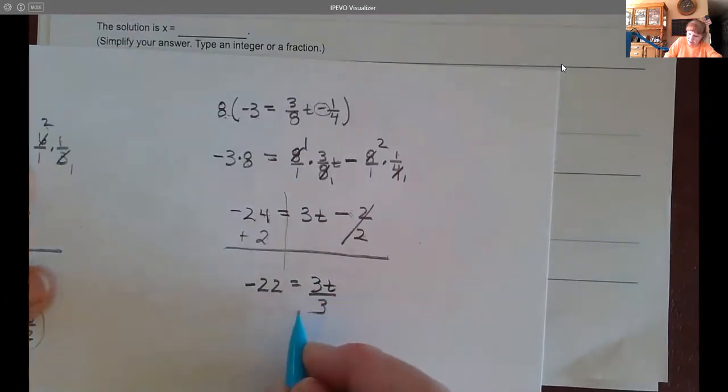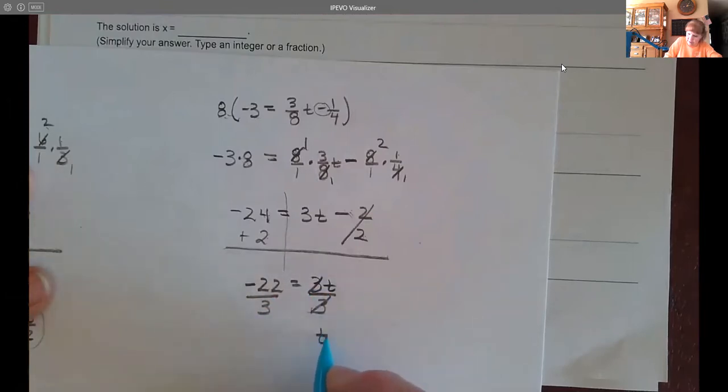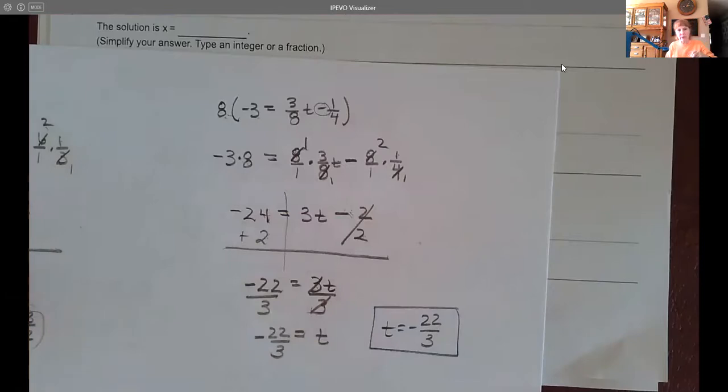Divide by 3. So t equals, and again, this is not the opposite right here, it's the same sign. Can't be reduced. There you go. So t equals a negative 22/3. Doesn't matter where you put that negative, as long as it's there.